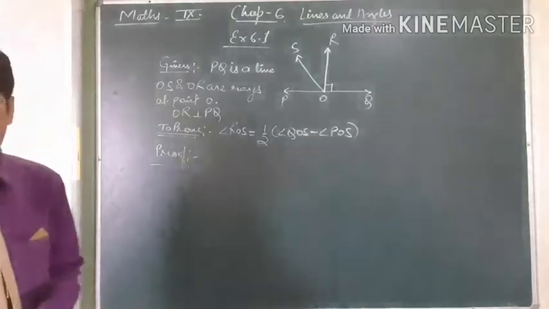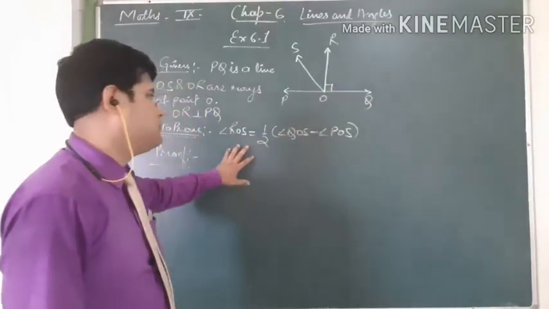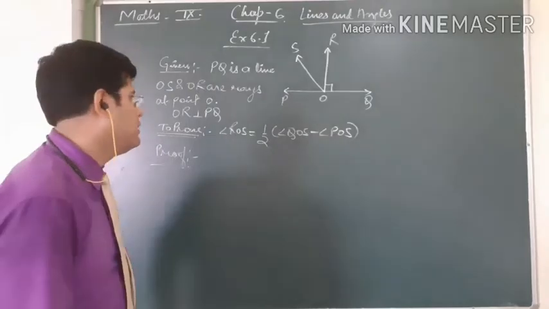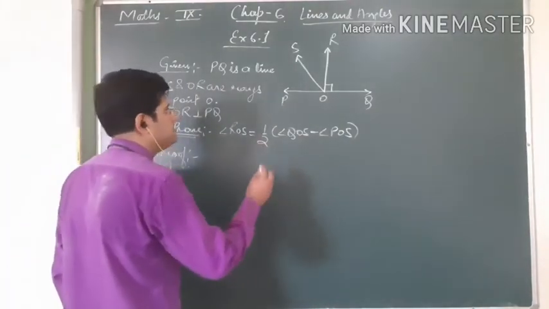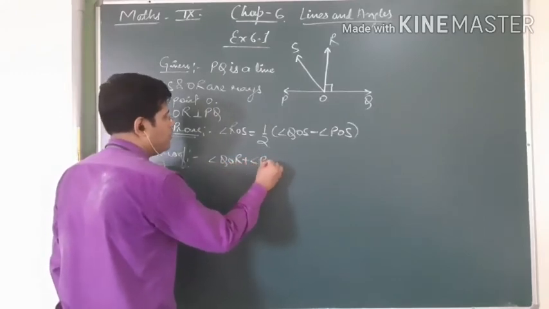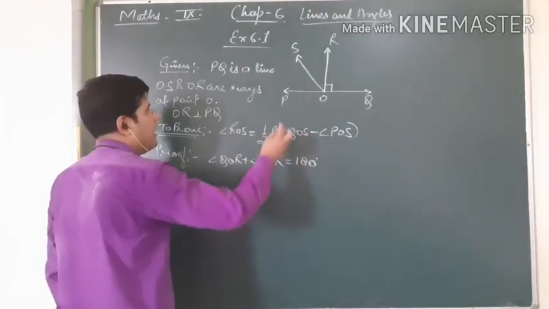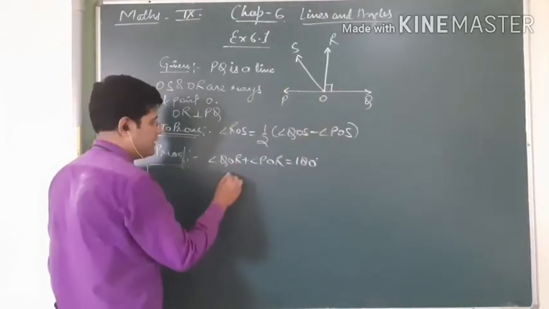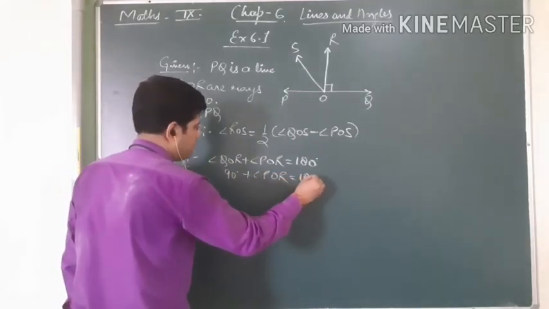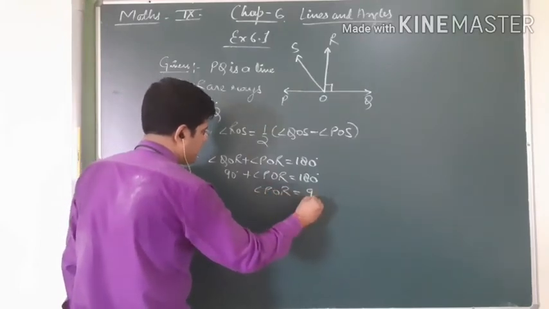Here, what does the sum say? The sum says only one perpendicular is given, and you have to prove this one. This is the most important sum. Please pay attention to this sum. First of all, here, angle QOR plus angle POR is equal to 180. Okay, and we can write angle QOR as 90. So 90 plus angle POR is equal to 180. So angle POR is equal to 180 minus 90, which becomes 90.